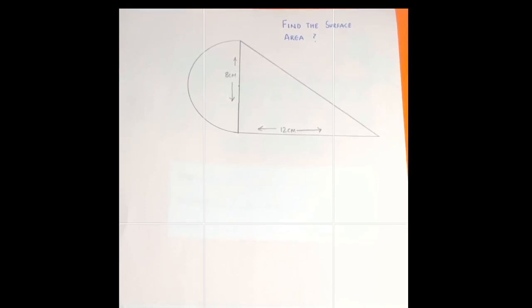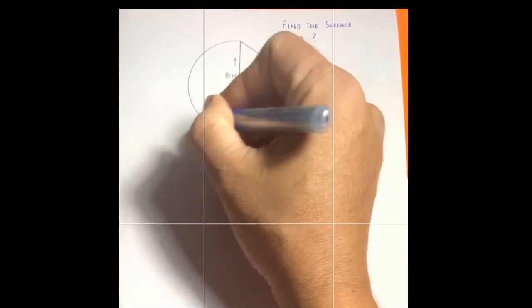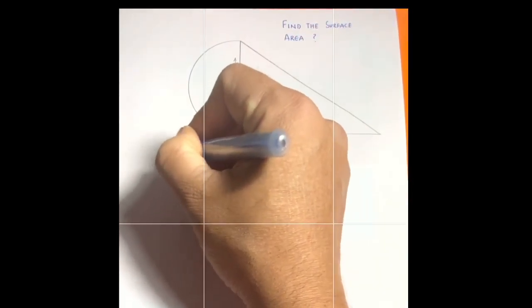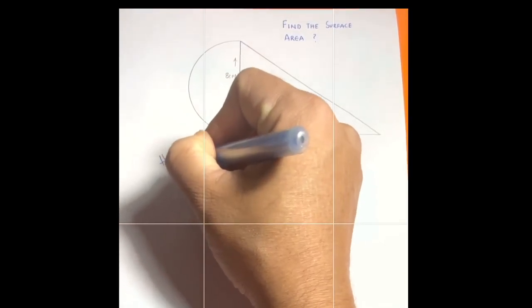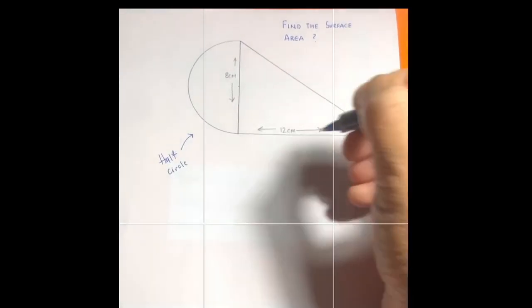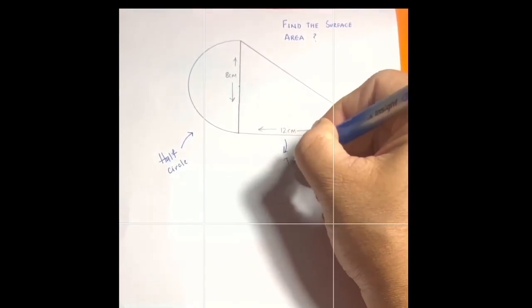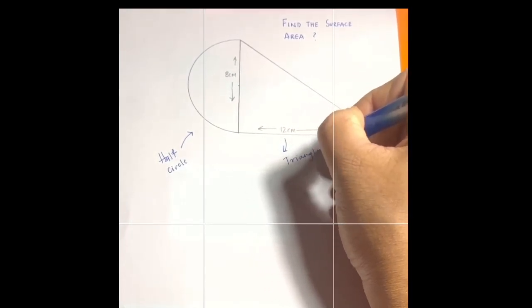In this one, the question is to find the surface area of the image. So in this image, we have a half circle, which is this, and we have a triangle, which is this.